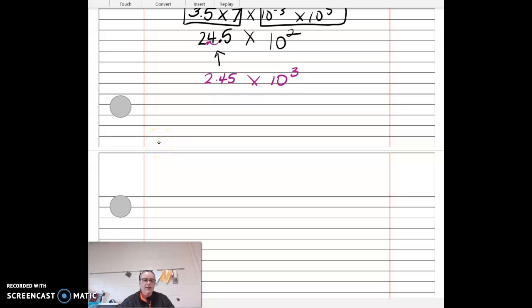All right, let's try another one where we're going to multiply. Let's try 1.95 times 10 to the negative 8th power times 7.8 times 10 to the negative 2 power. You're actually taking two numbers that are in scientific notation and you're going to multiply them.